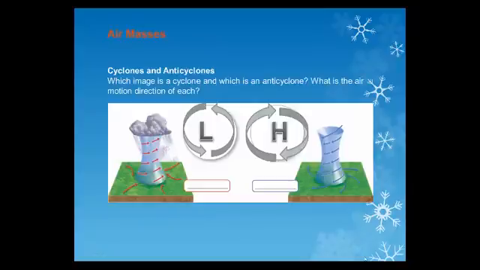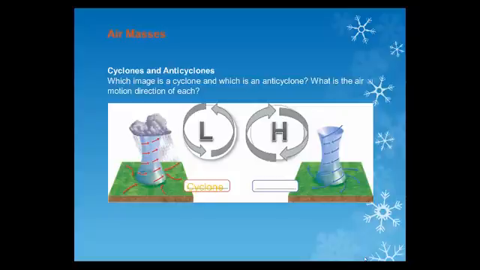So looking at the picture that we have here, we have visual representations of cyclones and anticyclones. The one on the left, notice that there's cloud formation at the top of the picture. It is rotating counterclockwise in its area of low pressure. Therefore, what type of atmospheric condition is this, Ms. Buck? It is a cyclone.